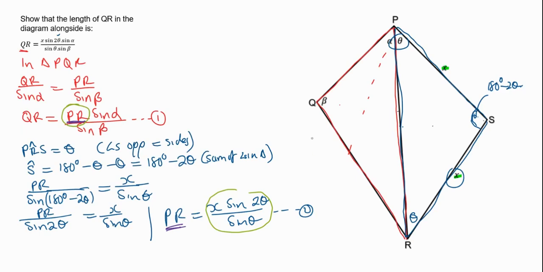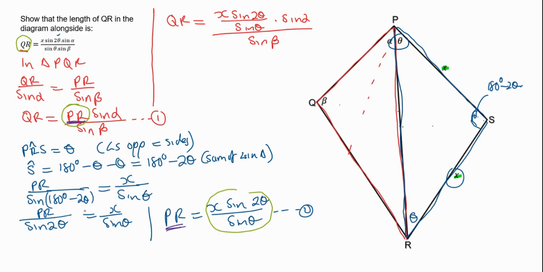Okay, so that's the approach. What you do, create an equation using the side that you're given, in this case QR, and the common side. That will be your first equation, and then create the second equation using the second triangle, right? And then you combine the two, then it becomes QR is equal to, where this PR we put x sine 2 theta over sine theta, times sine alpha over sine beta.